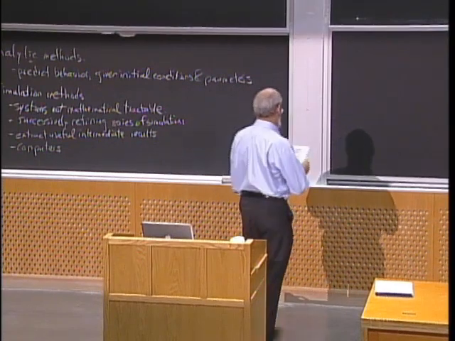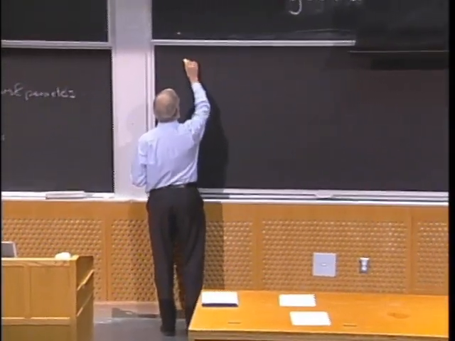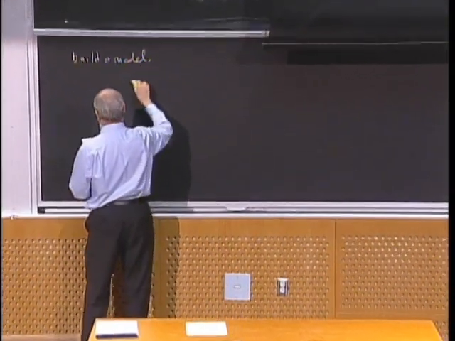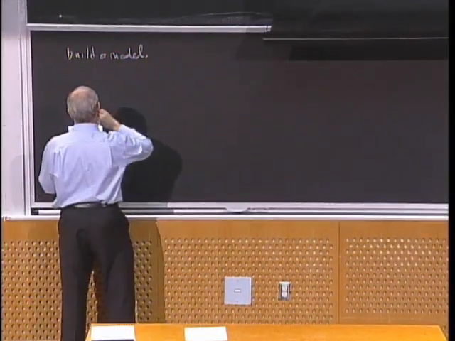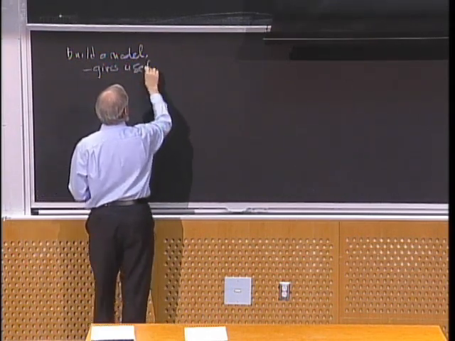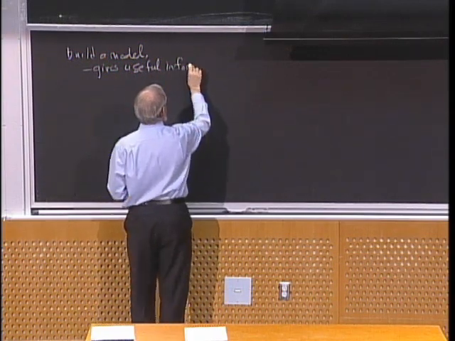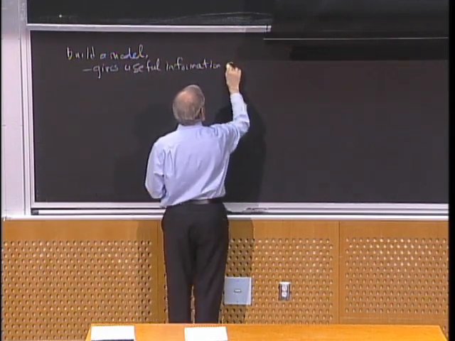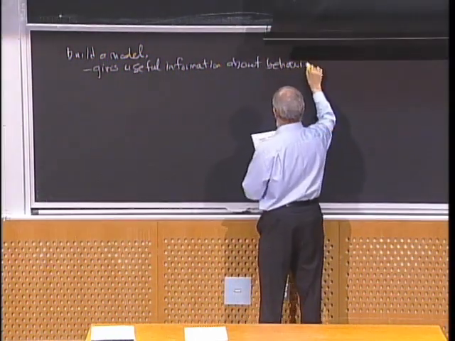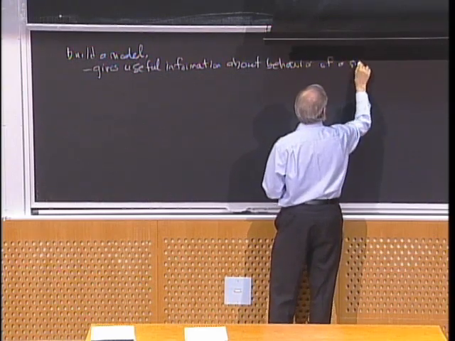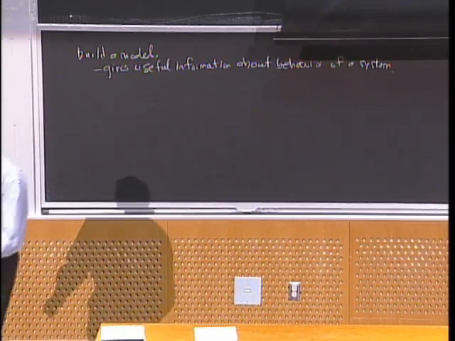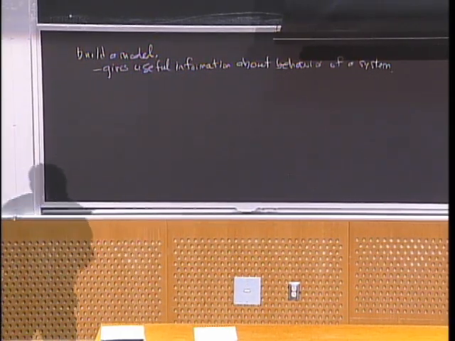So the idea of a simulation then is what we're trying to do is we want to build a model with the following property. It's going to give useful information about the behavior of a system. Boy, there's a statement that has no content to it, right? But let me tell you what I mean by that.